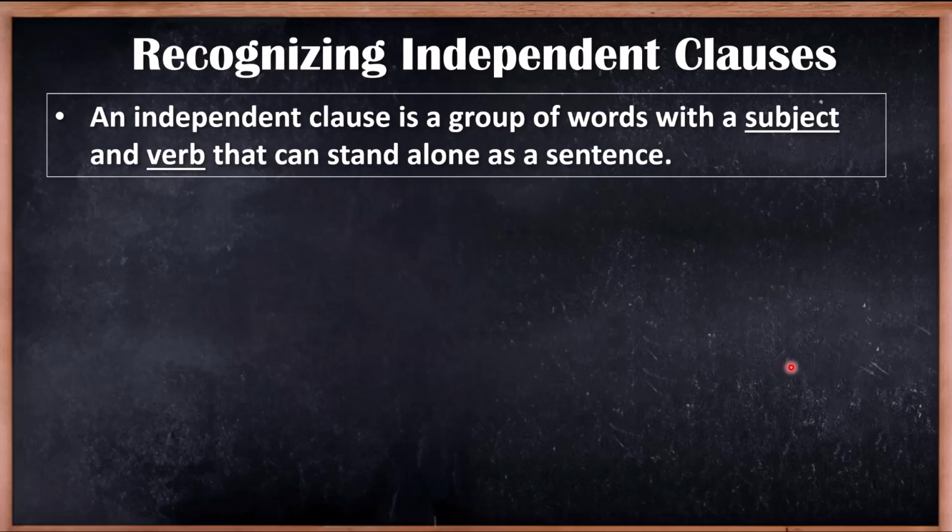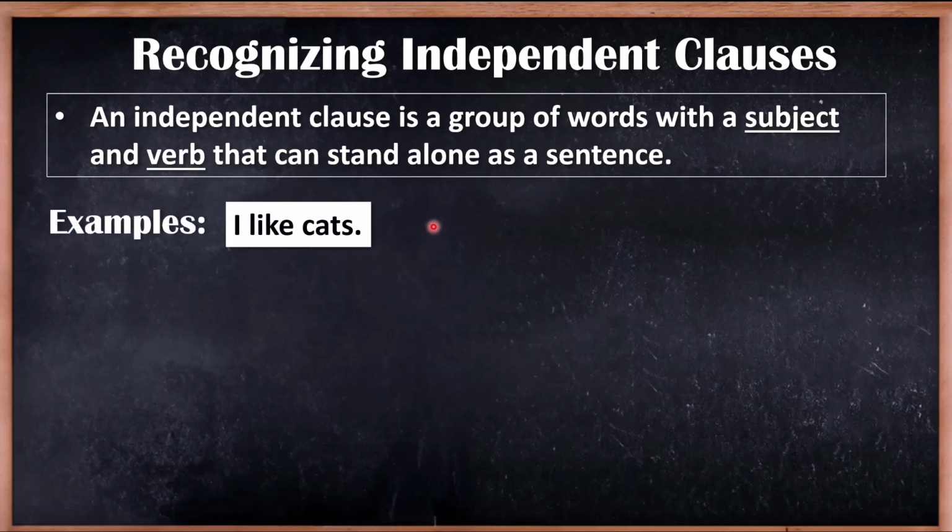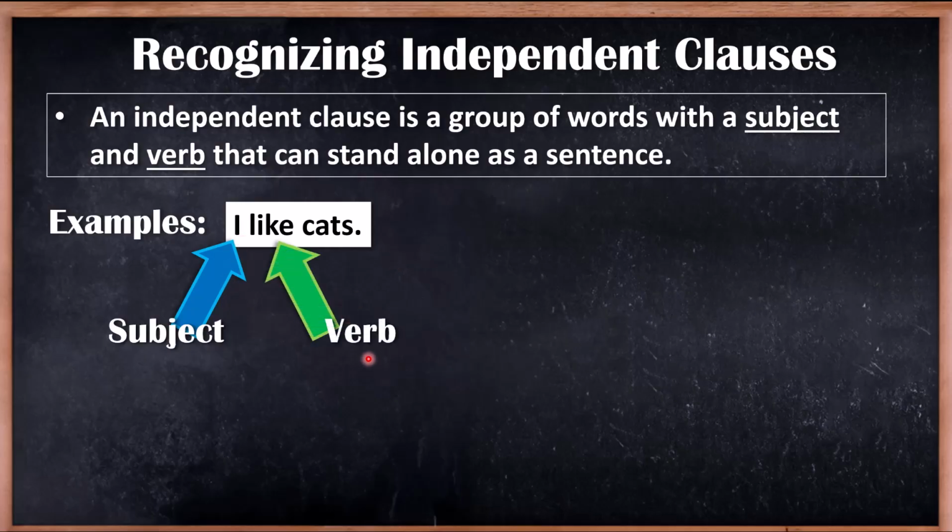So what is an independent clause? Well, an independent clause is a group of words with a subject and a verb or a predicate that can stand alone as a sentence. For example, I like cats. This is a complete sentence. It's an independent clause. We have a subject, I. We have a verb, like. I like cats. That makes sense by itself.